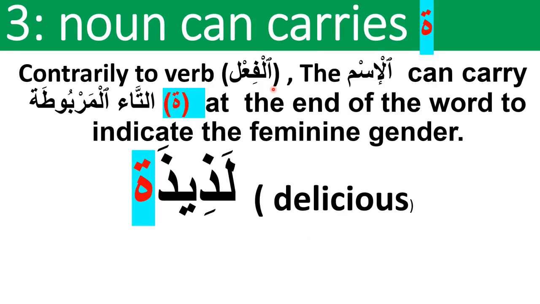Contrarily to the verb al-fi'l, the ism can carry a ta marbuta at the end of the word to indicate the feminine gender. لذيذة, delicious.